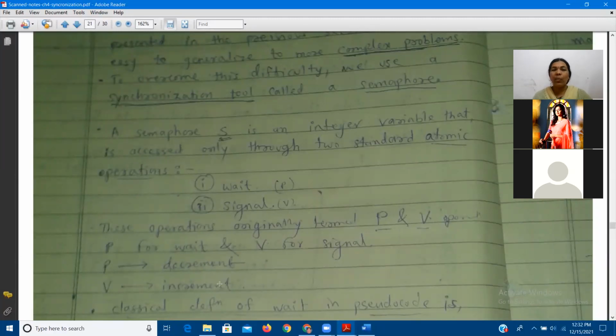So wait and signal are two operations. With wait, we have to wait, and with signal, as the signal is there, we need to perform some task and should not wait. So these are two opposite operations.